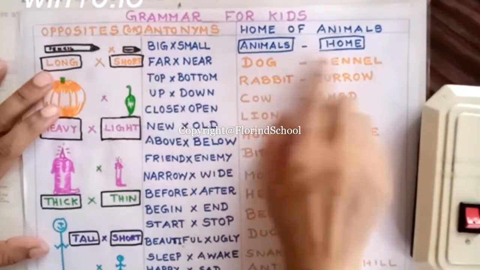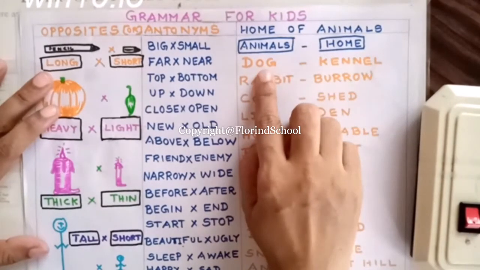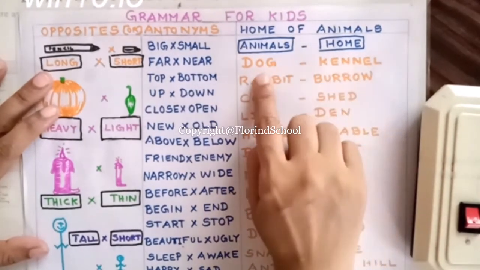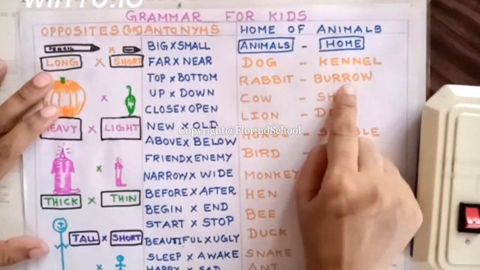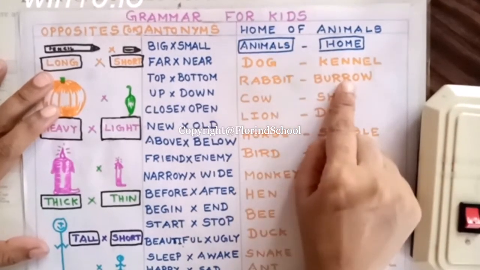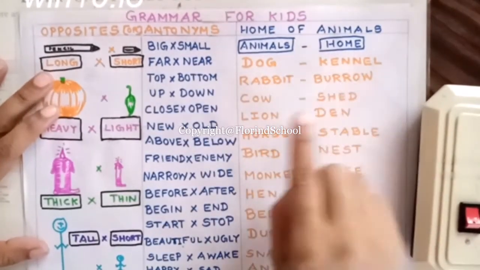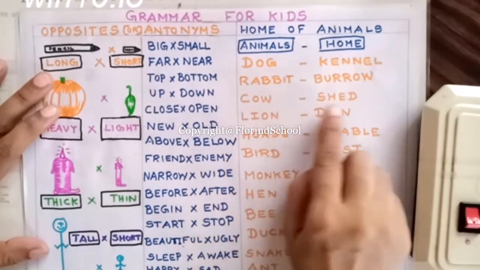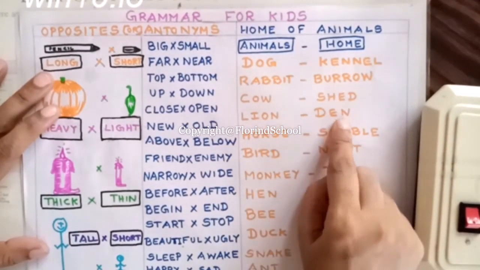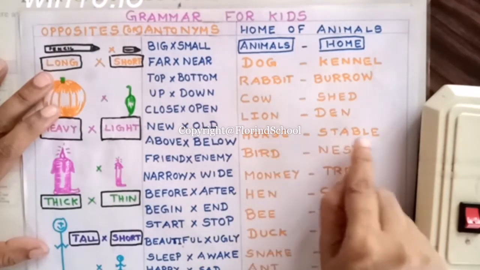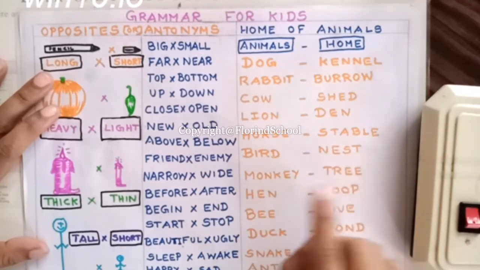Now next, home of animals. The home of dog is kennel. Rabbit lives in a burrow. Cow lives in a shed. Lion lives in a den. Horse lives in a stable. Bird lives in a nest.